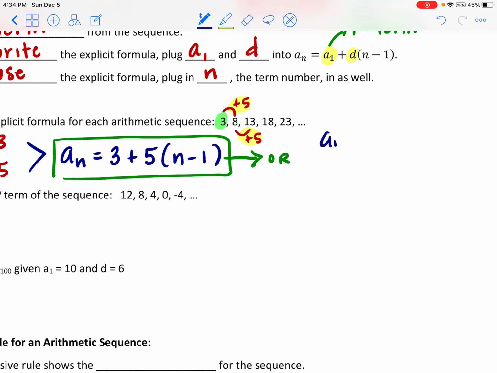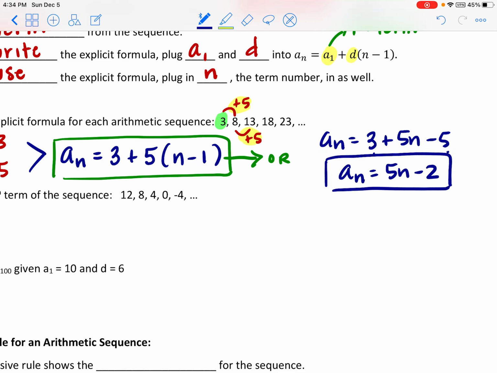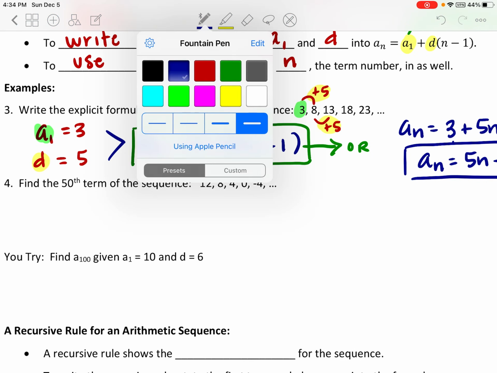We could say that a sub n is equal to 3 plus, if we were to distribute, we'd get a 5n and a minus 5. So 5n minus 5, and these are like terms, so I could combine those and call this 5n minus 2. So this would be an acceptable version of the formula as well. I am totally okay with either one. Just, if you're working in your Canvas assignment, either one of those would be an acceptable answer. Or if you saw multiple choice, you could select both of them as correct answers. Okay? Now again, that's just writing the formula.